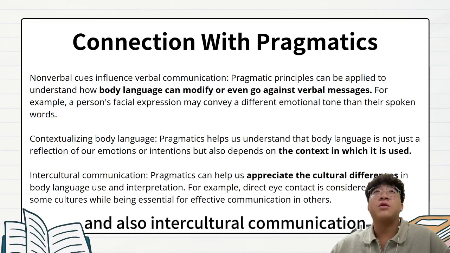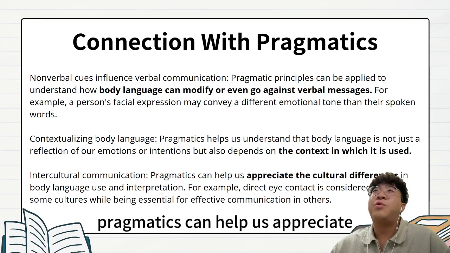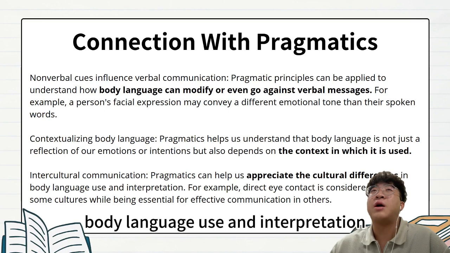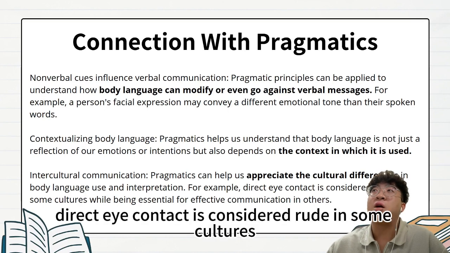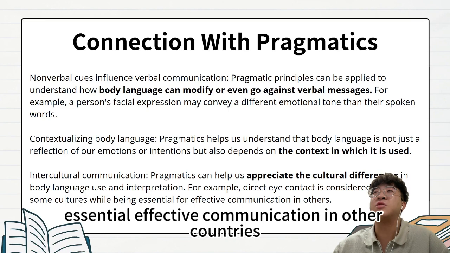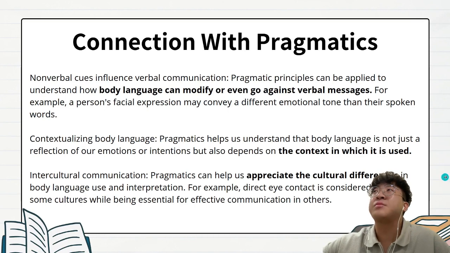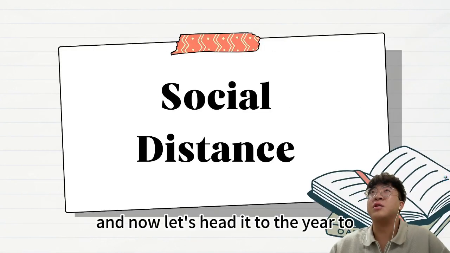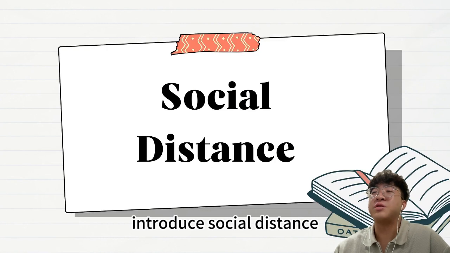And also, intercultural communication. Pragmatics can help us appreciate the cultural difference in body language use and interpretation. For example, direct eye contact is considered rude in some cultures, while it might mean essential, effective communication in other countries. And now let's hand it to Leah to introduce social distance.